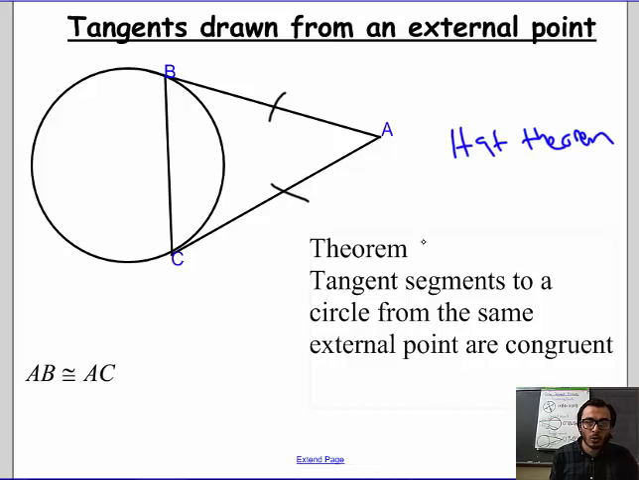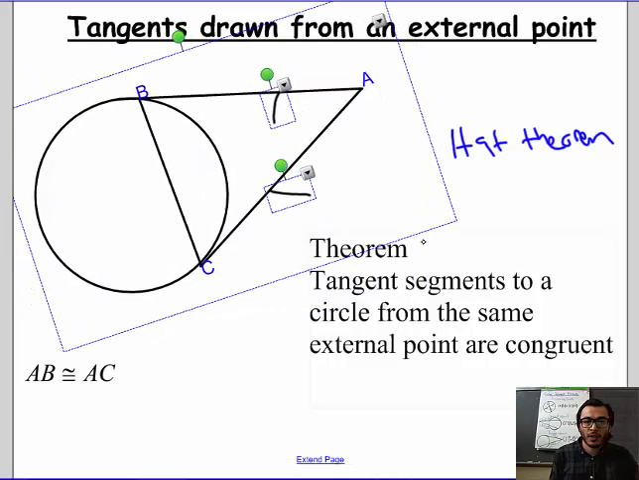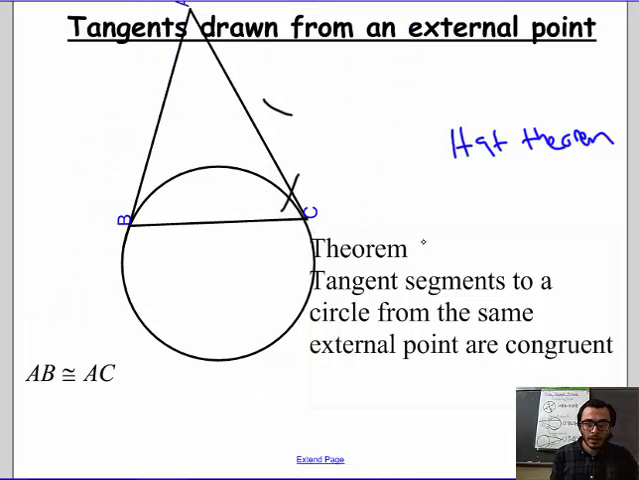I'll show you why it's called the hat theorem. Because if you rotate this thing, let's go ahead and rotate that. I have to erase that. And that's equal to that. Looks like a hat, doesn't it? Looks like somebody here is wearing a hat. So the hat theorem says that these two tangents are equal to each other.